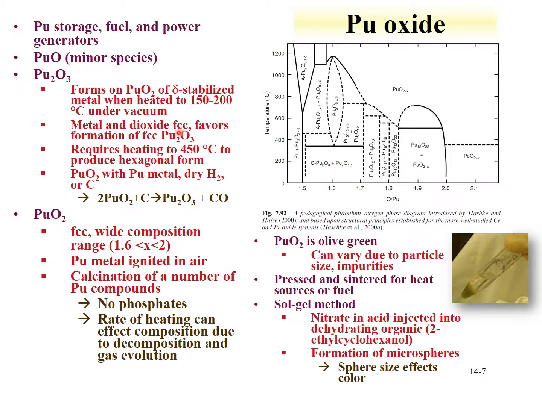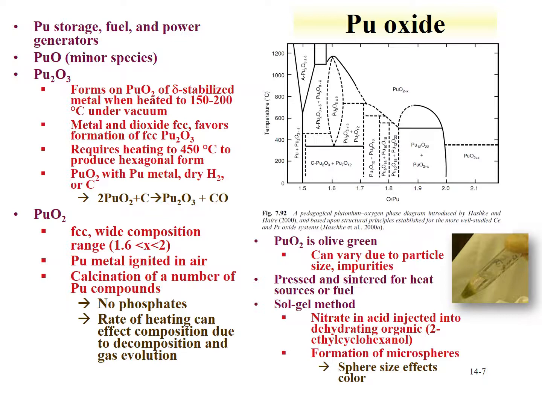The metal and dioxide are FCC, so the FCC structure of the Pu2O3 is favored. There's another structure, a hexagonal form, that can be produced even if you have this material in the presence of the dioxide and the metal, but you would need to heat it up to 450 degrees to produce this hexagonal form. There's a way of producing the Pu2O3 by treating the plutonium dioxide with carbon, producing carbon monoxide and reducing the plutonium from the 4 to the 3.